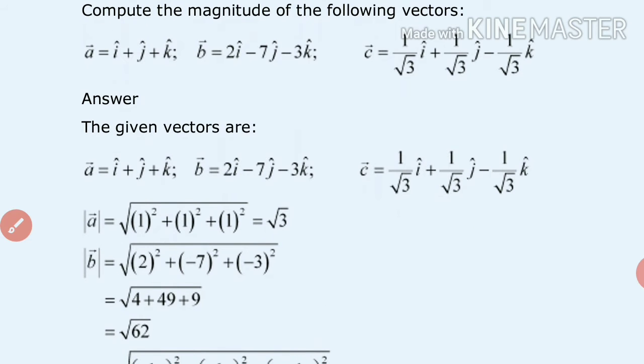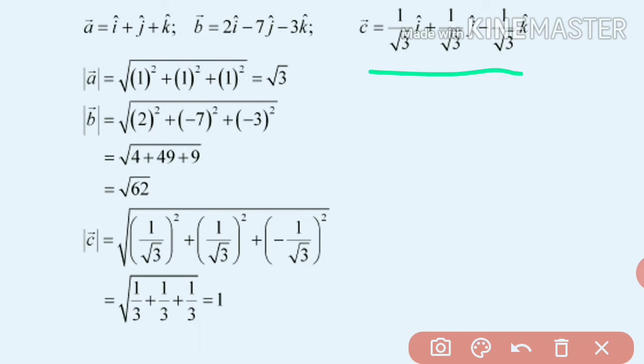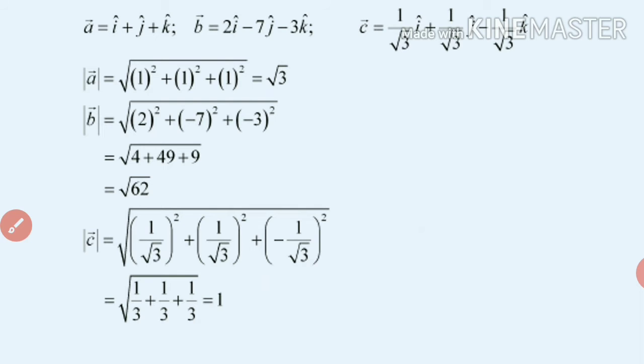That sum is 62, you will get. And this third question is given to you: modulus of C will be equal to root of (1 upon root 3) square plus (1 upon root 3) square plus (minus 1 upon root 3) square. That will be root of 1 upon 3, 1 upon 3, 1 upon 3. You will add these, you will get 1. So you can find this magnitude.